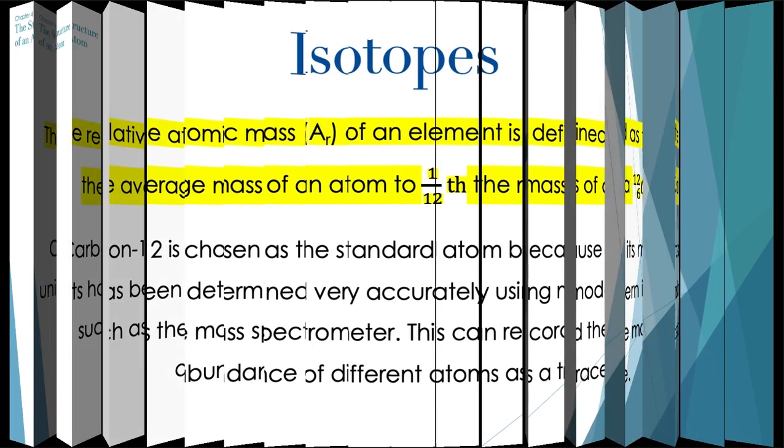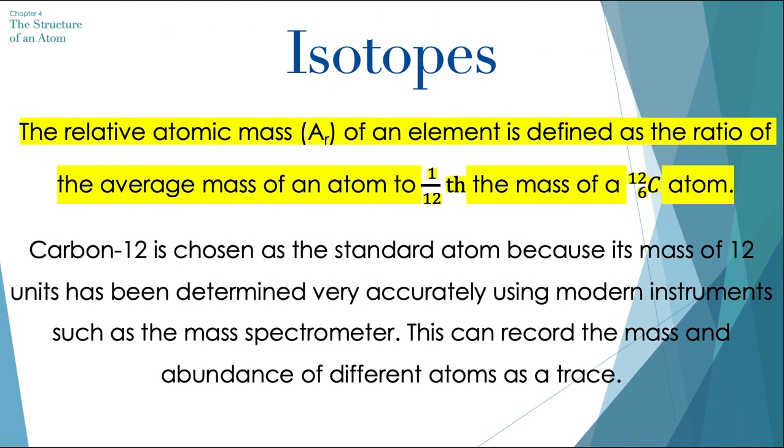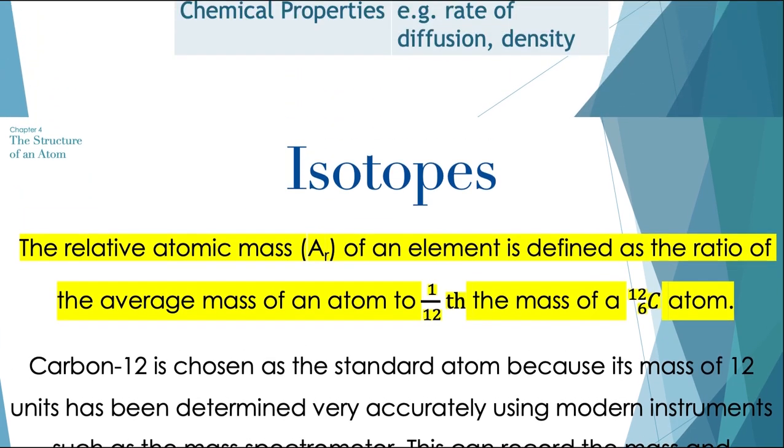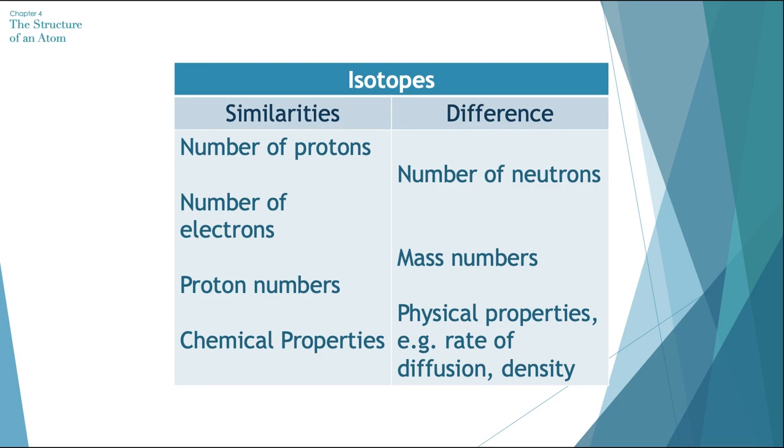The relative atomic mass of an element is defined as the ratio of the average mass of an atom to 1/12 the mass of a carbon atom. So, here we have the similarities and differences between isotopes and atoms. The similarities are the number of protons. The proton number is always the same. If this changes, the entire element would change.